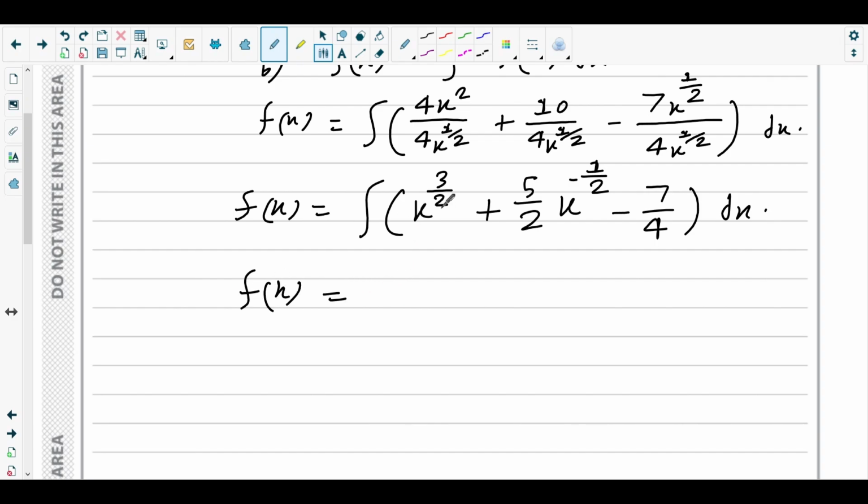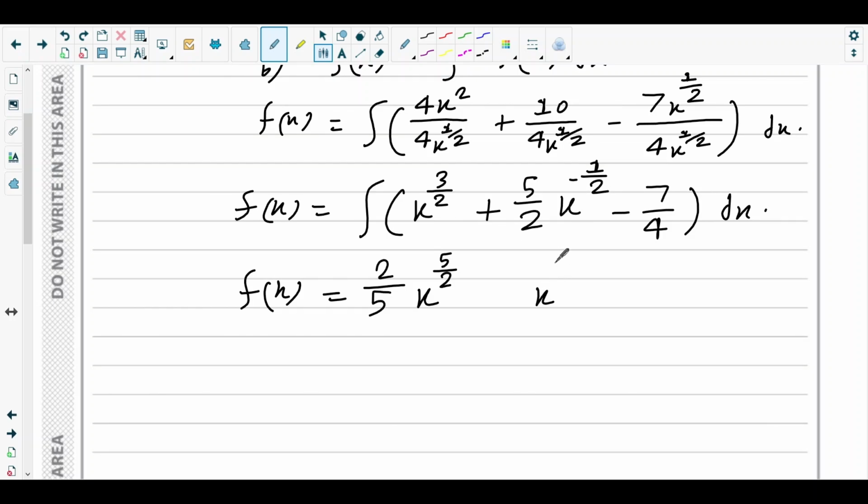Okay, so if you integrate x to the power 3 over 2, integration is the opposite of differentiation. In differentiation, we multiply the coefficient of the variable by the power of the variable, and then subtract 1 from the power. So in integration, we will add 1 to the power first. So x to the power 3 over 2 plus 1 gives 5 over 2, and then use the new power to divide the coefficient. So 1 over 5 over 2 gets inverted, 2 over 5.